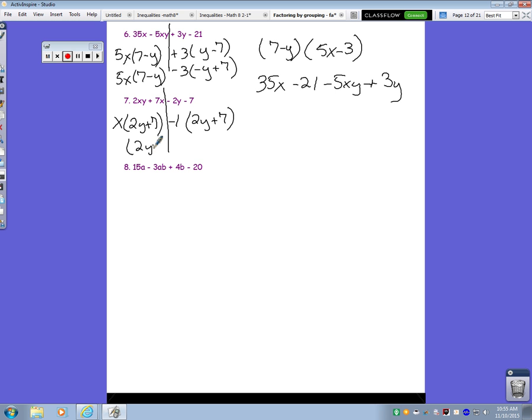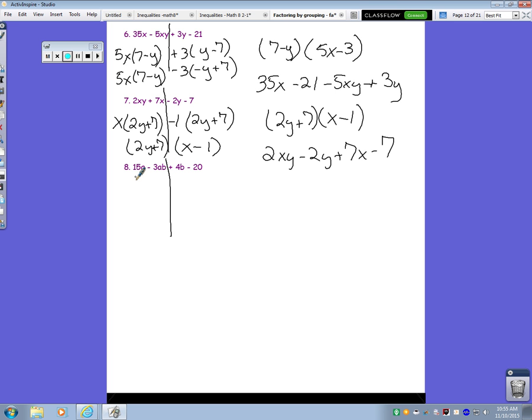So we have 2y plus 7 as the identical parentheses, and outside of each of those parentheses we have an x and a negative 1. So let's FOIL and check this, especially when you have these little sign changes. FOILing and checking just makes sense. So here I have 2xy minus 2y plus 7x minus 7. Totally correct. We're going to go ahead and do it with this one. So here, common factor is 3a. Now, if you want to turn off the video and try this one by yourself, that would be great.